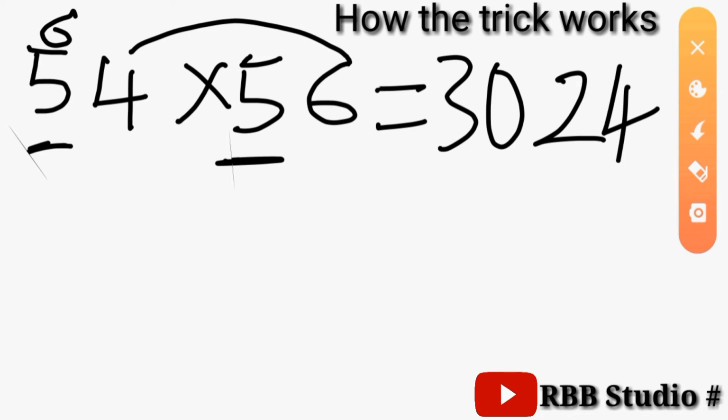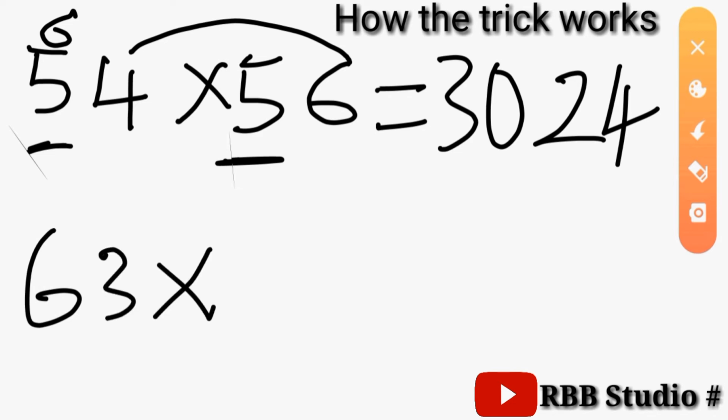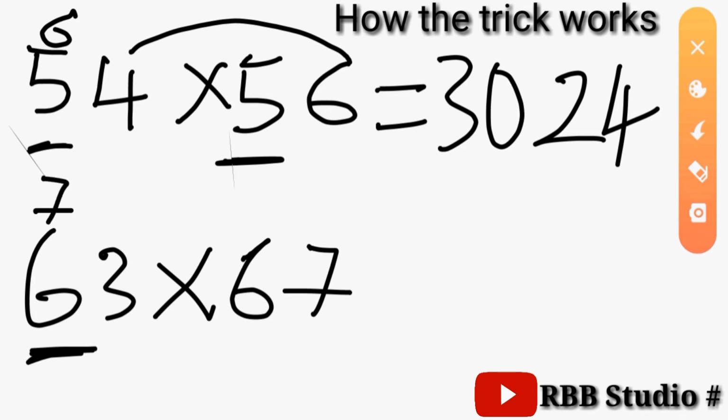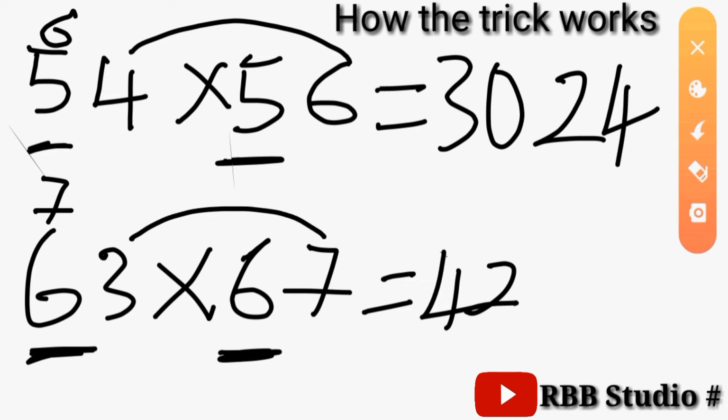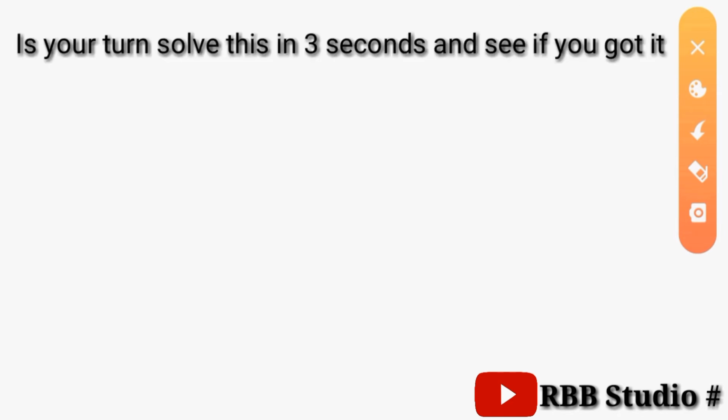Okay, let's take another example. Let's take 63 times 67. Okay, so the number that comes after 6 is 7. Okay, so 7 times 6 is 42. Okay, let's multiply 3 times 7. The product of 3 times 7 is 21. That's the final answer.